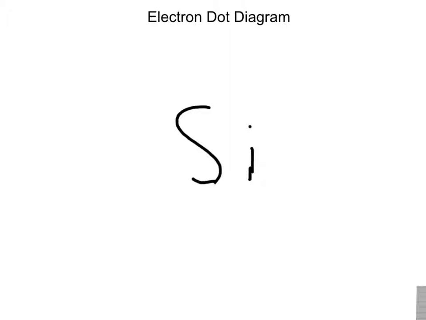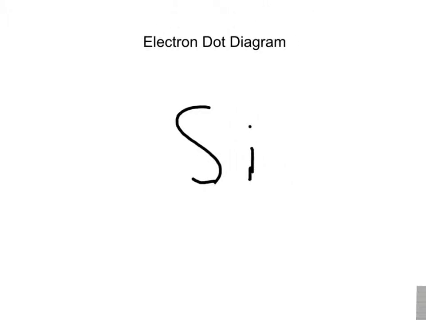We're going to be explaining the electron dot diagram. So to start off, we're going to need the atomic symbol, which we've gotten because we're using silicon. So it's going to be Si.